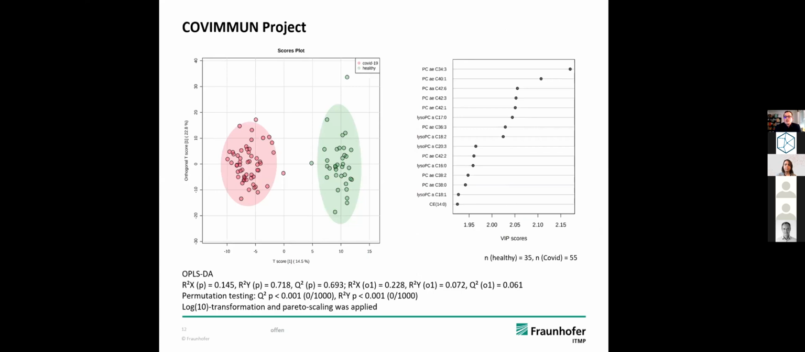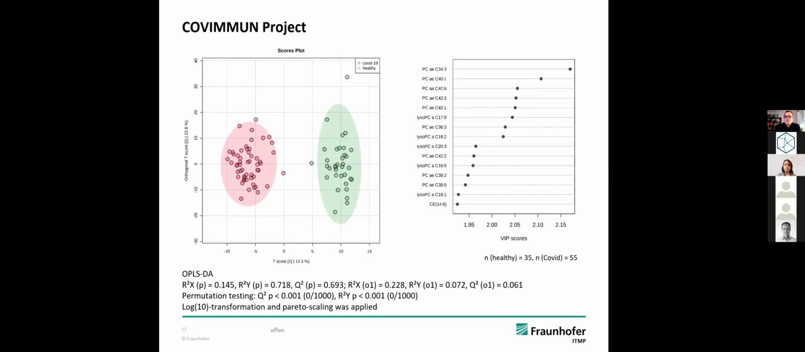A second project I would like to show to you is our COVID project called CoV-Immune, comparing COVID patients and the healthy control group. The patients had moderate or severe symptoms, but all of them were treated in the hospital in Frankfurt. And like for the previous project, I cannot show you a final data evaluation for the MultiOmics approach, but a preliminary evaluation for the lipidomics part.